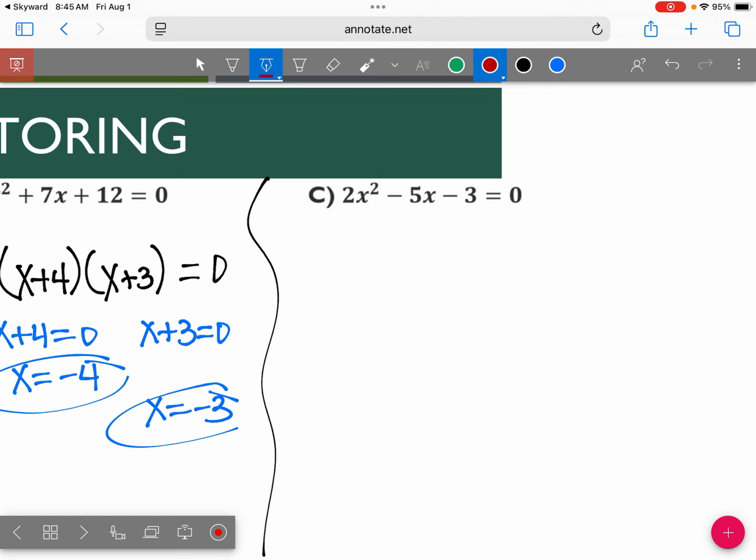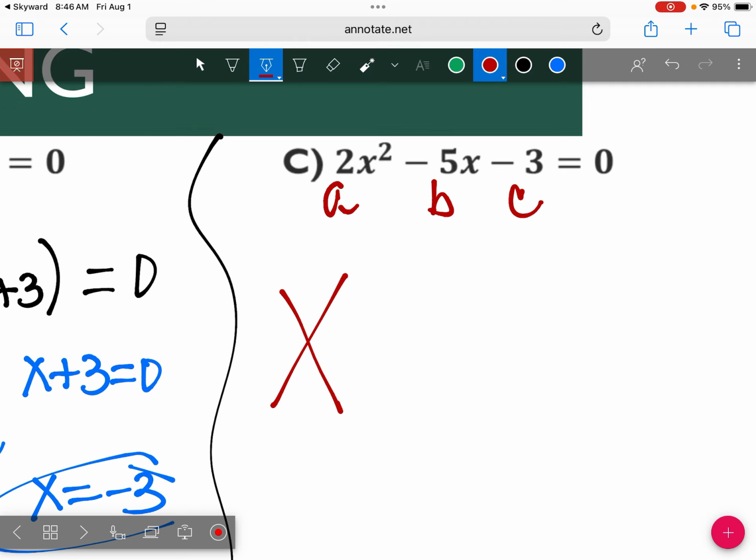So I have A, B, and C. Now that A is not 1, we can't go straight to our factors. So 2 times negative 3 is negative 6. B is negative 5. So I need two numbers that multiply to give you negative 6 and add to negative 5.